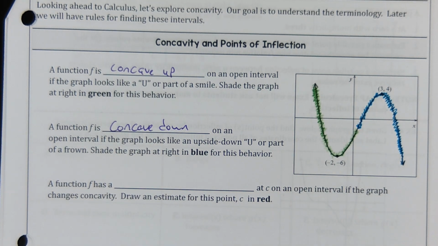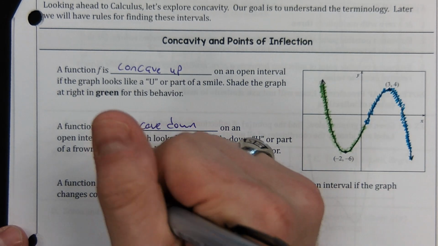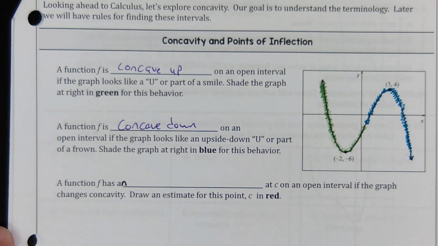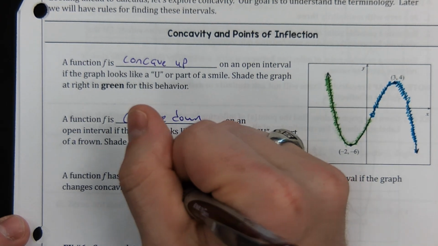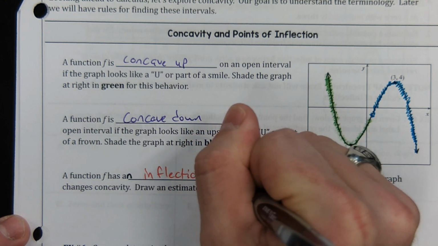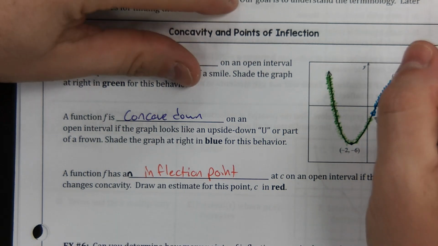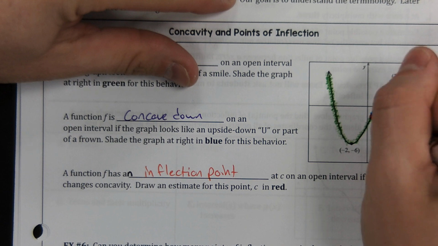And remember, we estimated where the two zones changed places. A function has an inflection point at C, which is some number, if the graph changes concavity. It says draw an estimate for this point C. So we'll go right there and say that was point C.